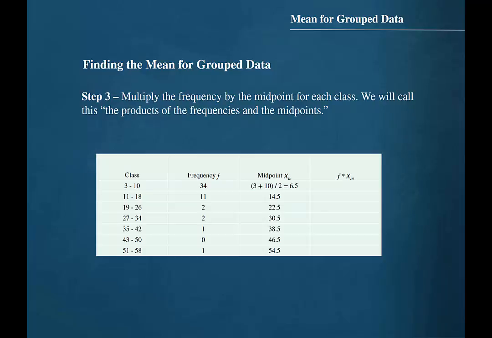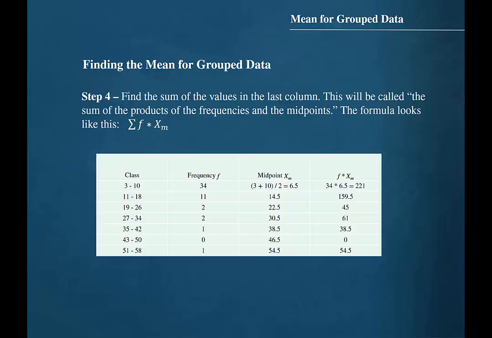Step 3 is to multiply the frequency by the midpoint for each class. We will call this the products of the frequencies and the midpoints. In the first class, we will multiply 34 by 6.5, which will give us a product of 221. We should continue this process for each row in the table. Each of the entries in this column represents an estimate for the total of the data values that fall in each class. In step 4, we will find the sum of the values in the last column.